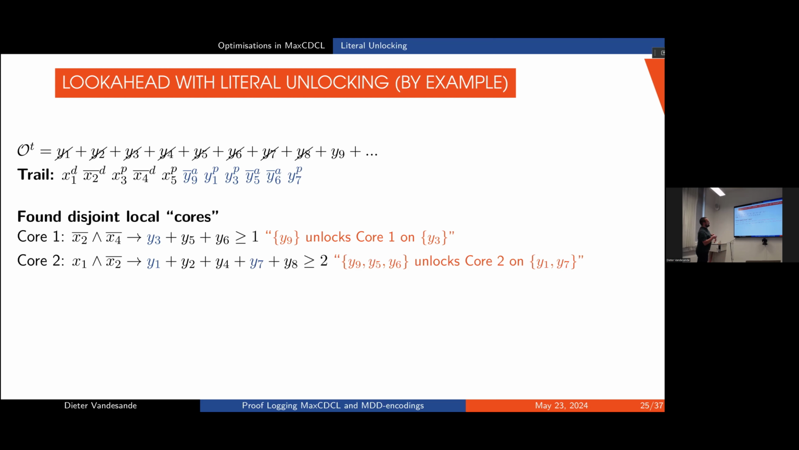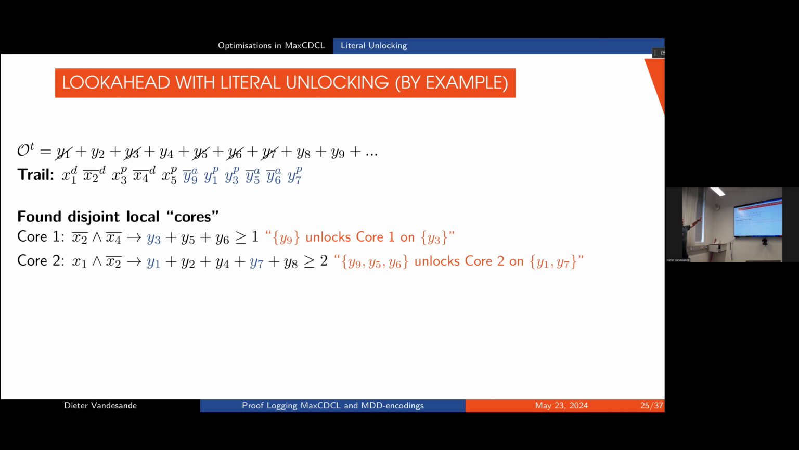So I assume y5 to be false. This doesn't propagate anything. I assume y6 to be false. This propagates y7. Oh, but that's interesting, because now core 2 gets unlocked too, because 2 of the literals are assigned 1. So that means that this core has been satisfied. So I will probably want to assume these 3 to be false as well, since I'm trying to find this underestimate.